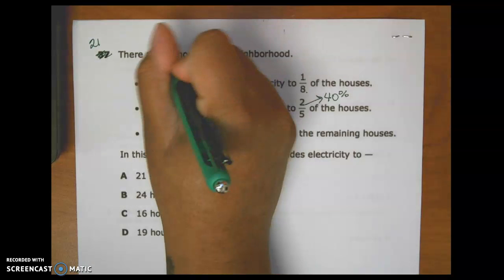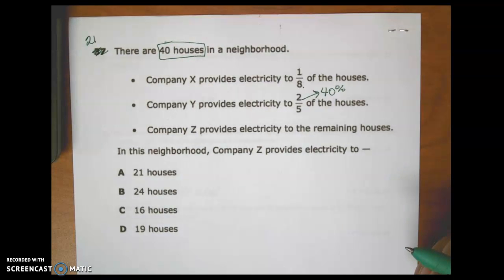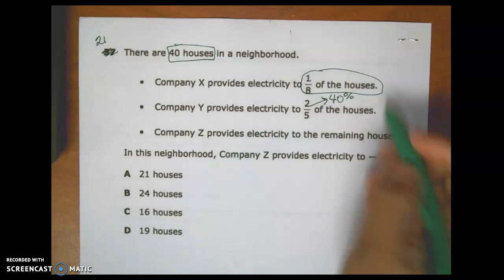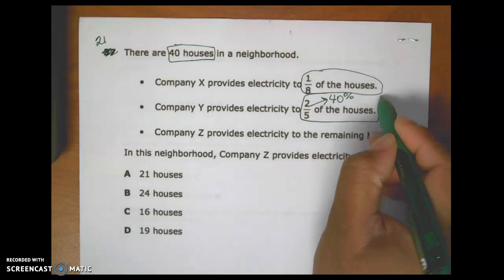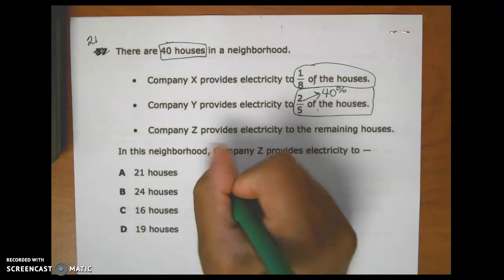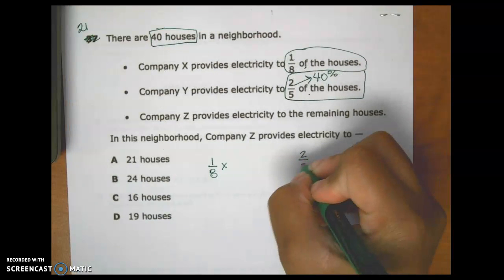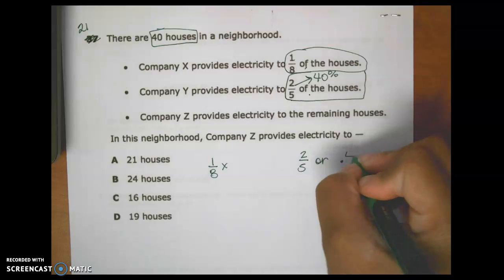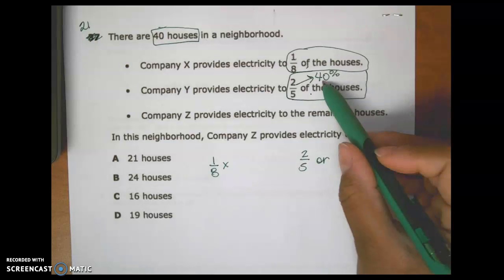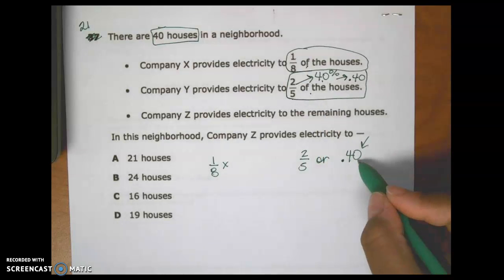So it says there are 40 houses in a neighborhood. Company X provides electricity to 1/8 of the houses. Company Y provides electricity to 2/5 or 40% of the houses. So whenever we see 1/8 of and 2/5 of, we have to multiply. So 1/8 times something, 2/5, or 0.40. Okay, I'm going to do this decimal form because I need to turn my percent into a decimal. 0.40. So I'm going to multiply this by something.